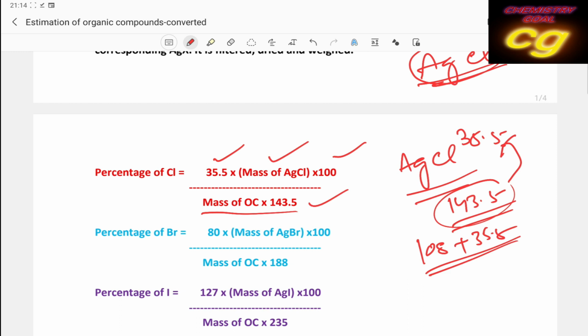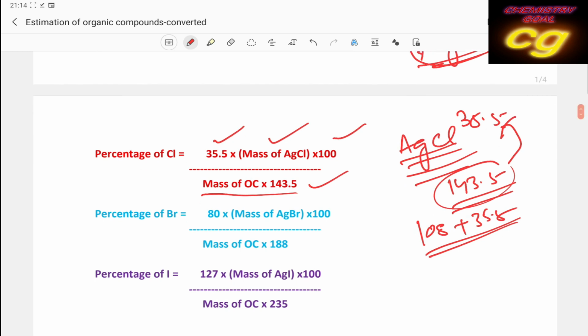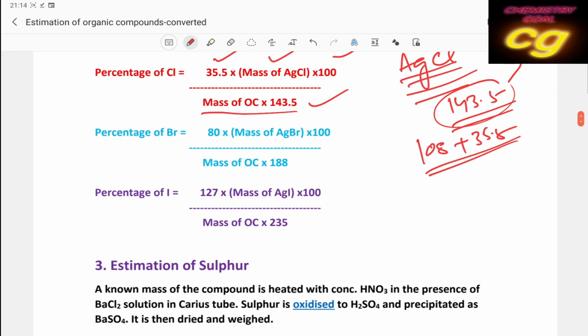143.5 is the molar mass of AgCl. So this is the step to calculate the percentage of chlorine in the organic compound. If the organic compound contains chlorine, this is the formula. If the organic compound contains bromine, then the compound will form AgBr. AgBr will be produced. That AgBr molar mass is 188.